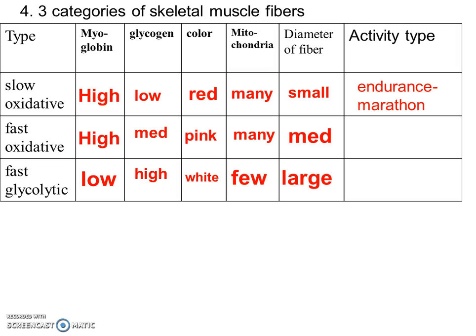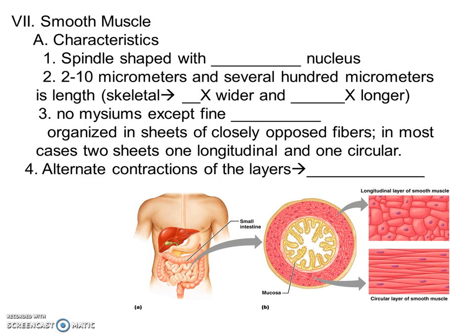What kind of actions do you see with slow oxidative? That would be those that you use during endurance activities like a marathon. Fast oxidative would be like walking or sprinting, and fast glycolytic would be short, intense things like hitting a baseball or jumping up. So scientists have put muscle fibers into categories based on what kind of ATP method they use and whether they're small or they're medium or they're large. And by knowing those two things, you also know how much glycogen, what color the muscle fiber is, and how many mitochondria they have. So that was skeletal muscle.